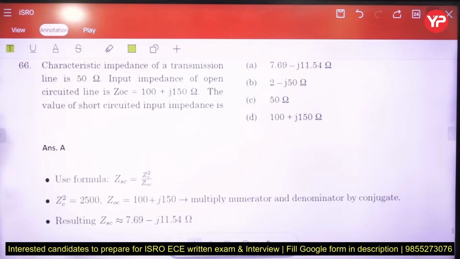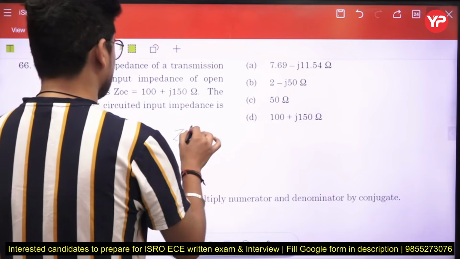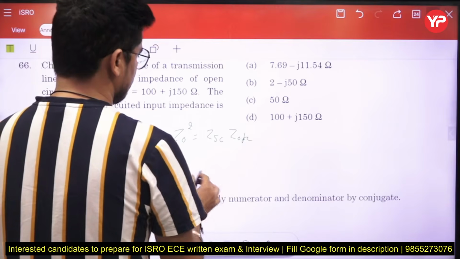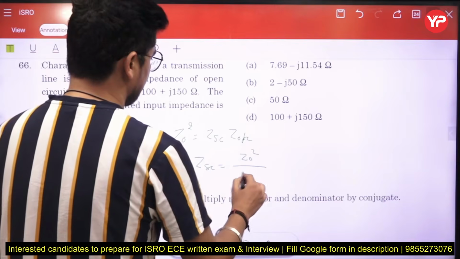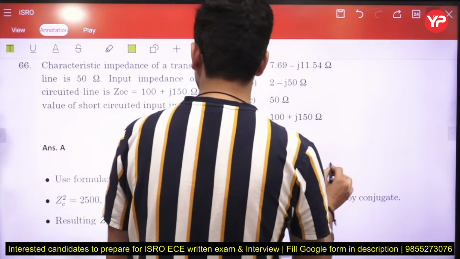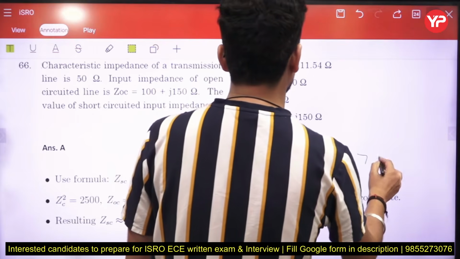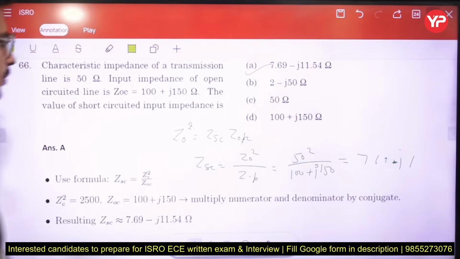The characteristic impedance of a transmission line is 50 ohm. The input impedance of an open circuited line is given, and we need the short circuited line. What will be the relation? The characteristic impedance squared is equal to the short circuited impedance times the open circuited impedance. So the short circuited impedance will be Z0 squared divided by the open circuited impedance. So it's going to be 50 squared divided by 100 plus j150. When you solve it, that will be 7.69 minus j11.54. The answer will be A.